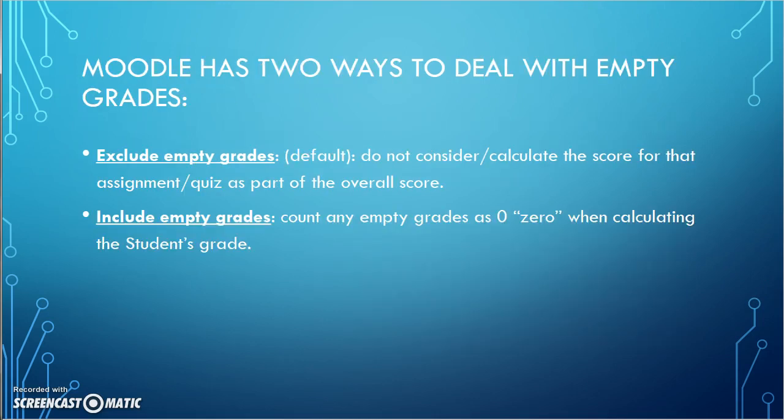Moodle has 2 ways of handling empty grades. If you choose to exclude empty grades, then Moodle will overlook that space when calculating the total number of points for the course for that student, and he or she will only be graded on the assignments which include a grade. If you choose include empty grades, then Moodle will count each empty grade as a 0 when calculating the course grade for that student, even if those grades are empty because the assignment is in the future.